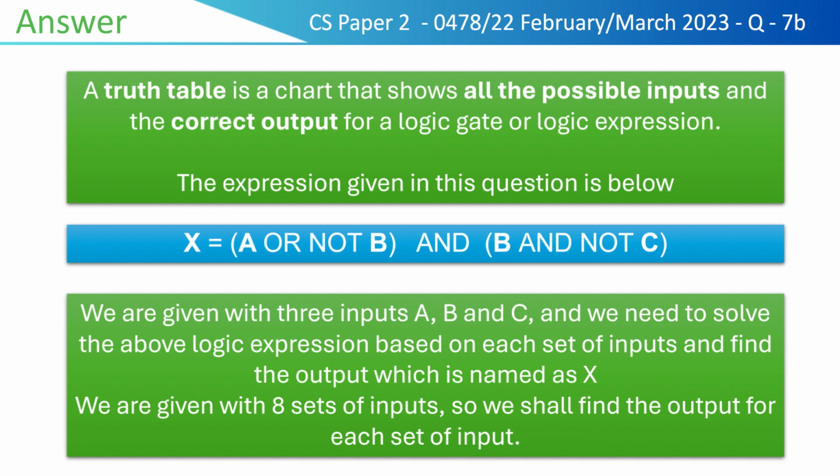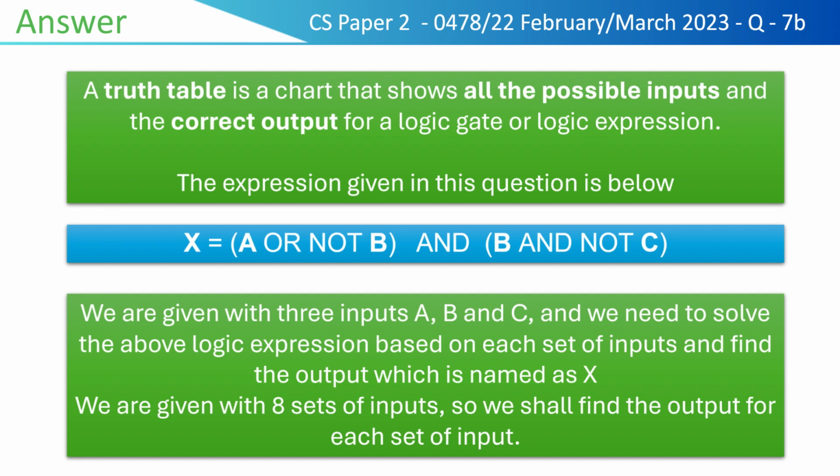To derive the truth table for the given expression and inputs, let's have the basic understanding of a truth table. A truth table is a chart that shows all the possible inputs and the correct output for a logic gate or logic expression. The expression given in this question is shown here. We are given 3 inputs A, B, and C, and we need to solve the above logic expression based on each set of inputs and find the output, which is named as X. We are given 8 sets of inputs, so we shall find the output for each set of input.